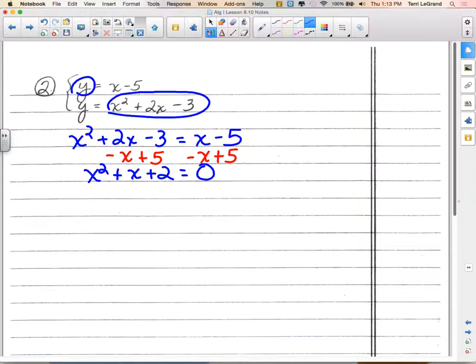Okay, it's quadratic. With the factoring method, you always want to try it unless you don't like it. If you don't like the factoring method, you go straight to the quadratic formula. But I really want us to try the factoring method.